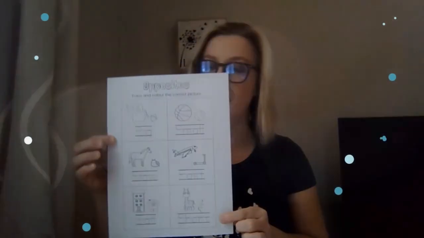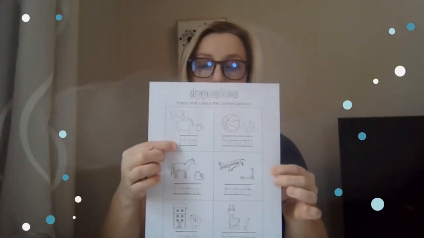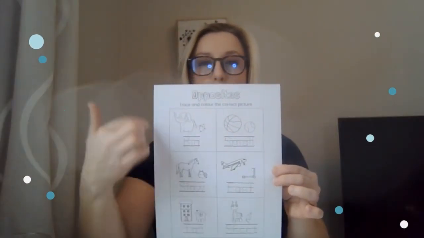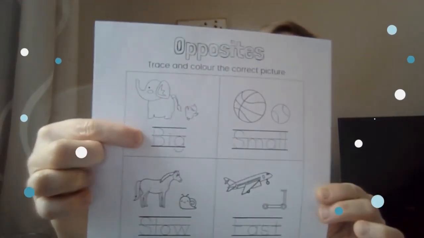We're talking all about opposites this week. And so some words that are opposite and some characteristics that are opposite. So we have a really cool trace and color activity where you're going to trace and read the word and then color which picture matches the word. So can you see this first word?